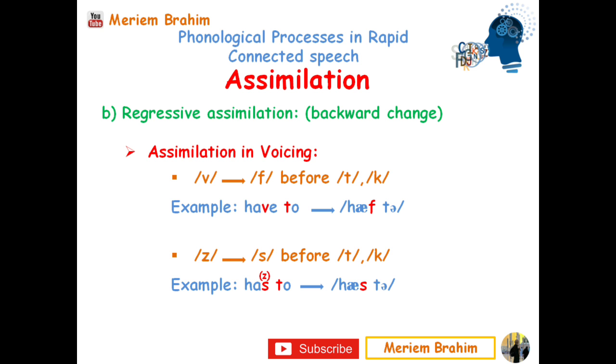Another case, regressive assimilation because of voicing, the z becomes s before t or k. Example, has to, it becomes has to, has to. So, because of the t, the z becomes s.